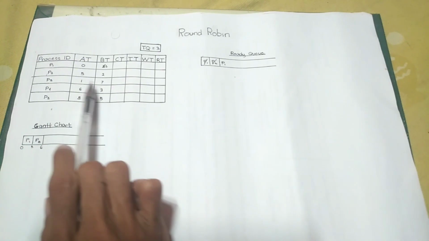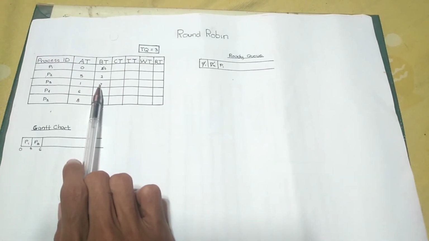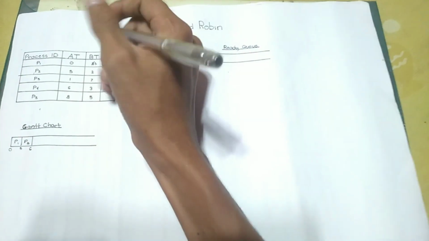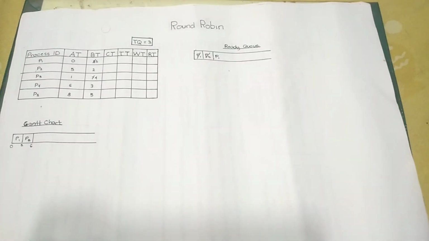So in the ready queue, the next process is P3. So remove P3 and allocate it to the CPU. P3 runs for 3 units of time. So 3 plus 3 units of time is 6. The burst time for P3 is 7. So 7 minus 3 is 4. Now check the arrival time again.